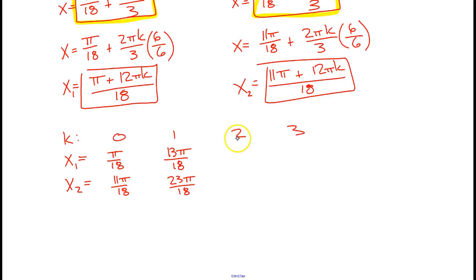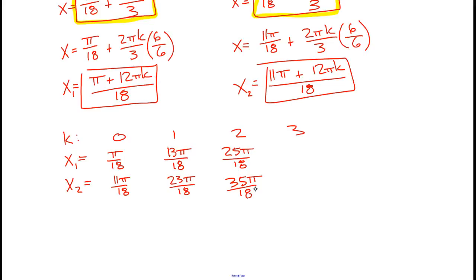All right, so now let me let k equal 2. This will be 24 pi plus another pi. That's 25 pi over 18. And down here, if I let k equal 2, I'm going to have 24 plus 11. That gives me 35 pi over 18. So far I have 6 solutions that are on that interval from 0 to less than 2 pi.